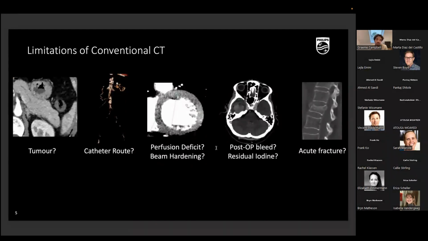So what is it? Or you've done a surgery to remove a clot in the brain, and you see a lesion like this, and you don't know, is there a bleed? Do we have a hemorrhage now? Or is this actually contrast agent that's still there?